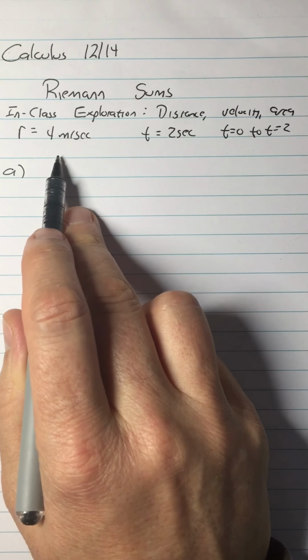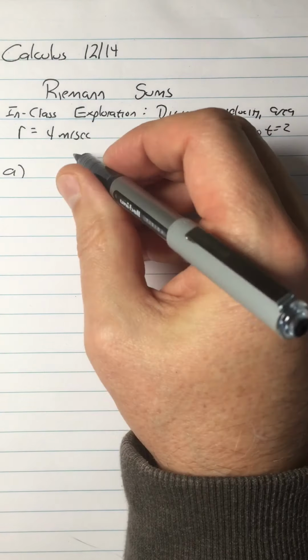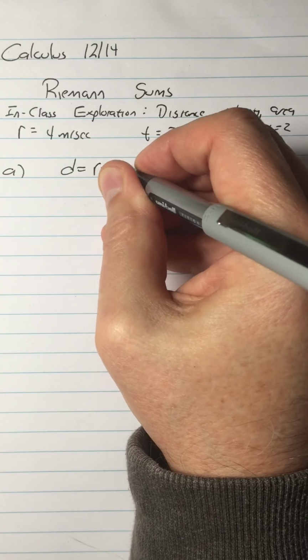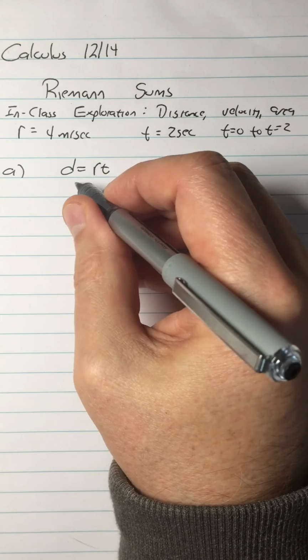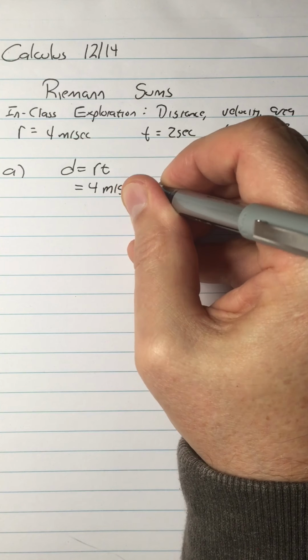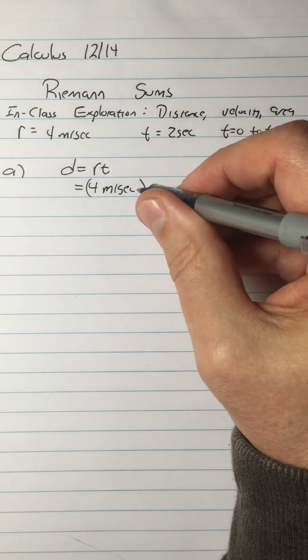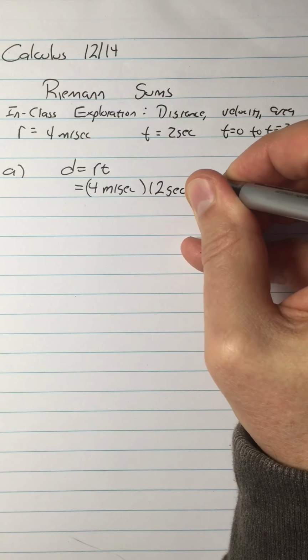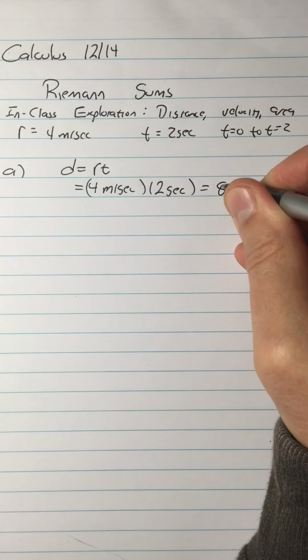Okay, so we have this, and so we go back to 5th grade and say, okay, distance is rate times time. And let's be good physics students and throw in the units, because the units are going to reveal some interesting things as we go along. Times 2 seconds, the seconds cancel, and we have meters, so it's 8 meters.